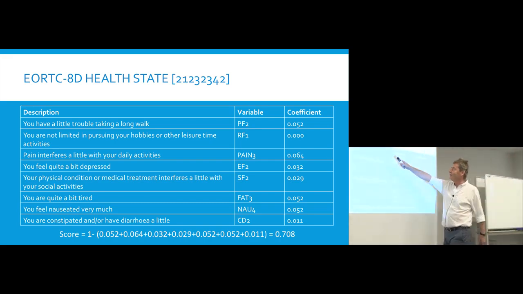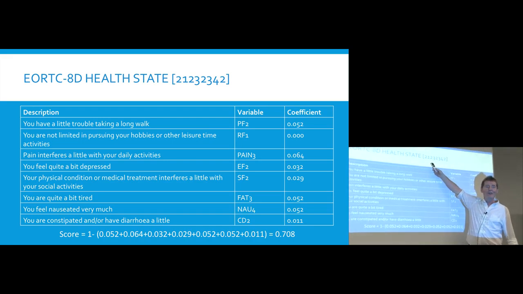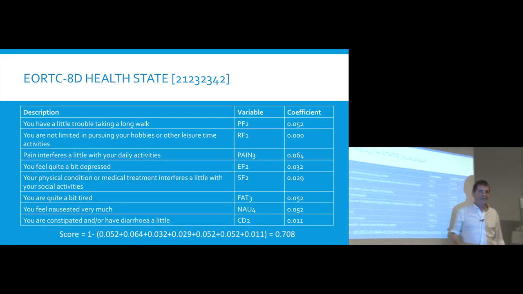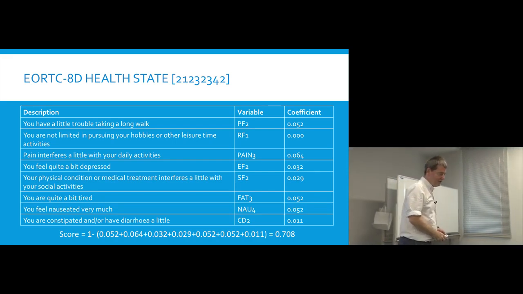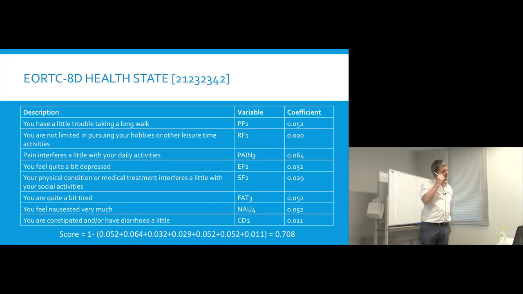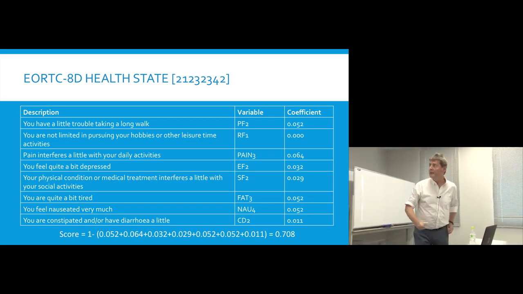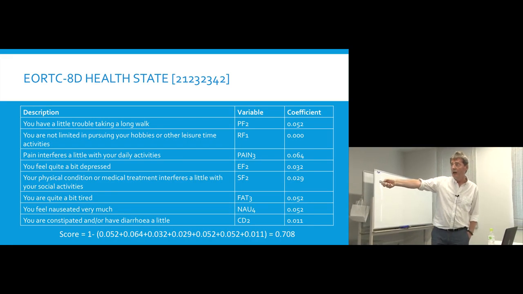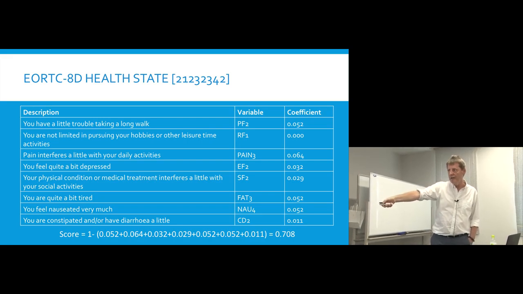And here's a snapshot of the results. So instead of health states like 21112, we've now got a telephone number of a health state. And so this is an example for the health state 212323342. It's a description of a health state. For example, you have a little trouble taking a long walk. You're not limited in pursuing your hobbies or other leisure activities. Pain interferes a little with daily activities. You feel quite depressed, and so on.